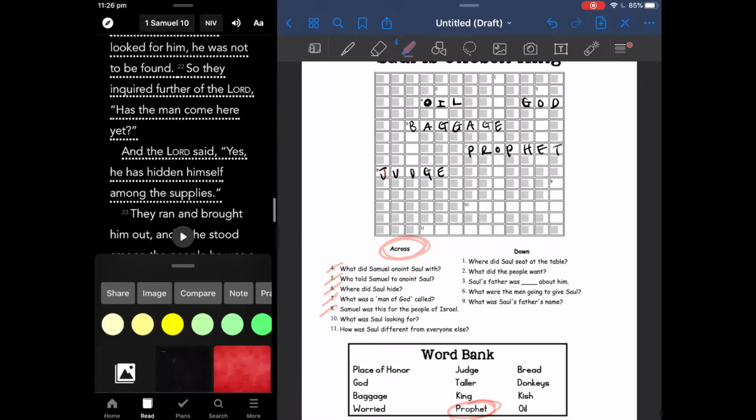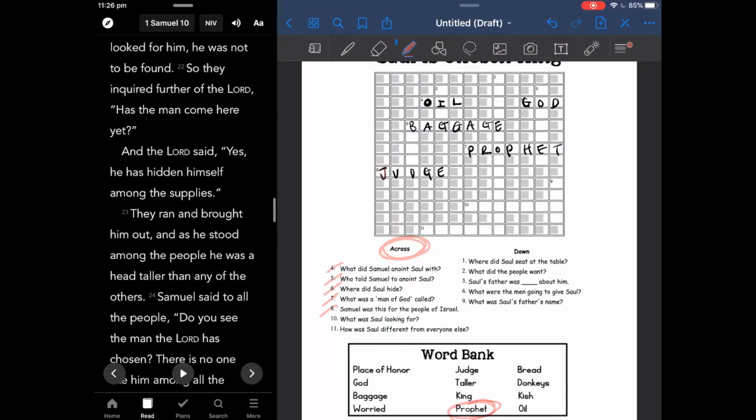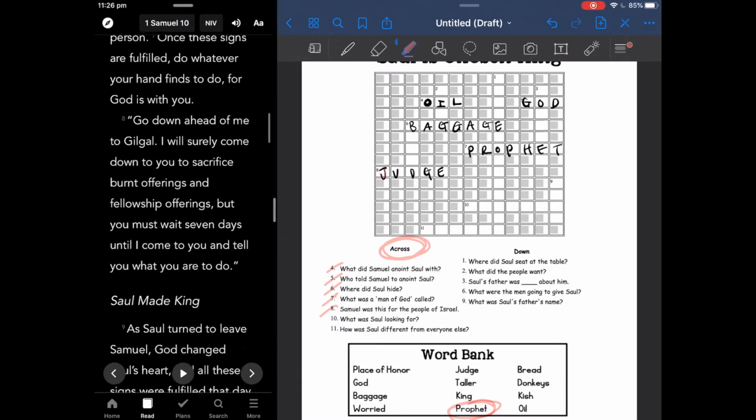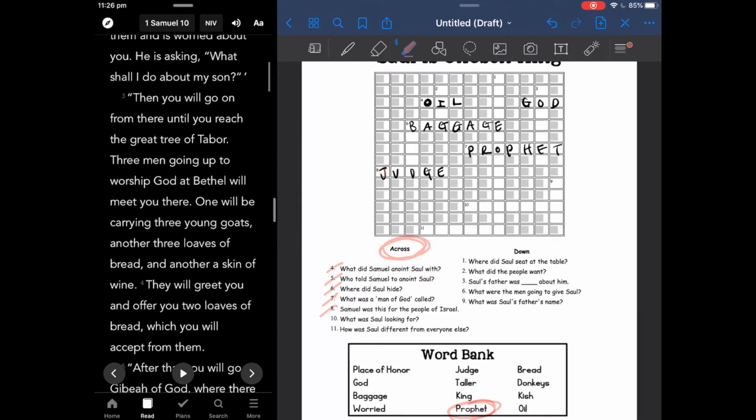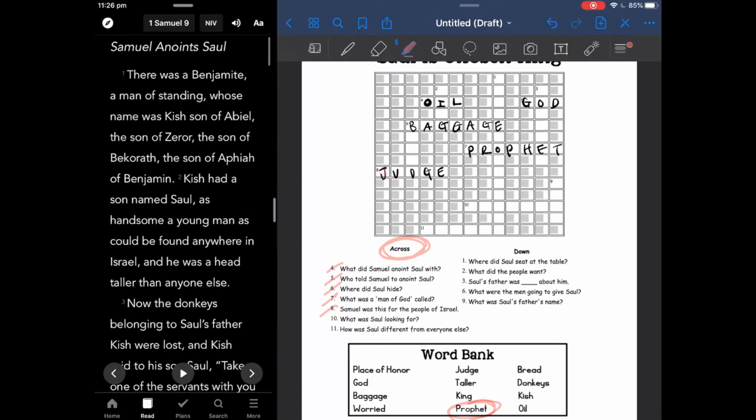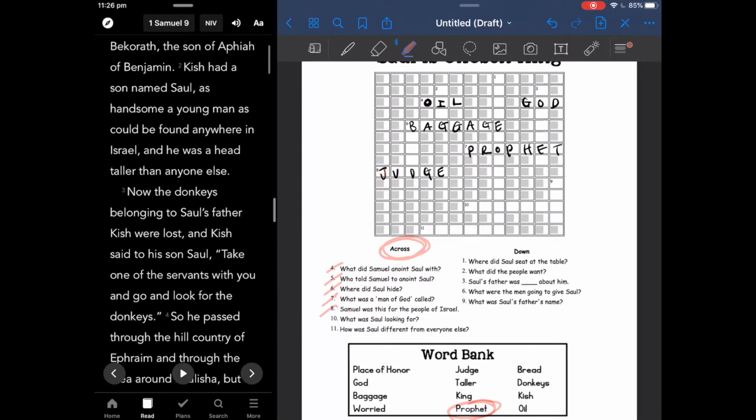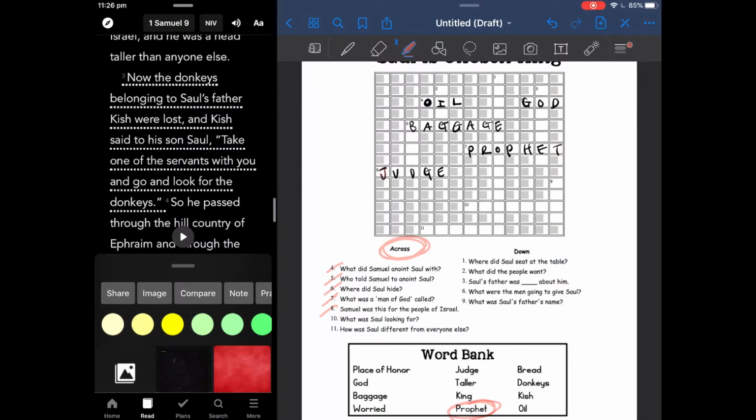What was Saul looking for? If you guys remember, Saul was looking for something before he met Samuel. What was it? If you go back to 1 Samuel chapter 9, verse 3, I think. That's right. It says, "Now the donkeys belonging to Saul's father Kish were lost. And Kish said to his son Saul, 'Take one of your servants with you and go and look for the donkeys.'" So Saul was looking for lost donkeys. Correct. So I'm going to write donkeys here. Donkeys.